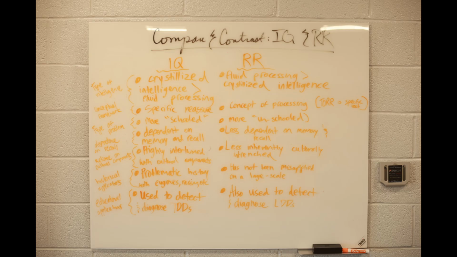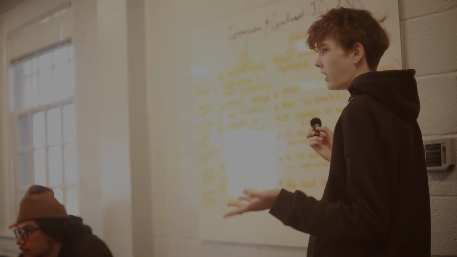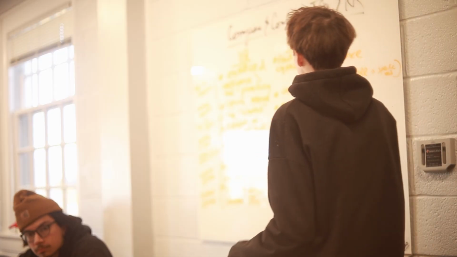Then historical applications. IQ has been used very problematically with eugenics, racism, classism, all of those things intertwined. Even though it started wholesomely, it wasn't for a while, with the Nazis. Anyway, relational reasoning, as far as we know, has not been misapplied in any large-scale ways like that.